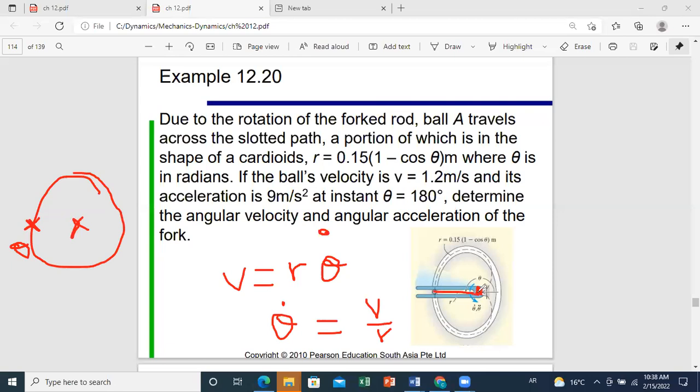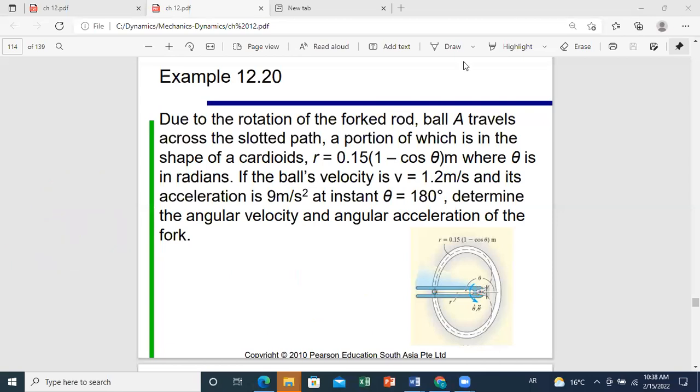So the method is to write the expression of velocity and acceleration in cylindrical coordinates. You start by saying, I know the velocity V equals 1.2, but how can I get the magnitude in cylindrical coordinates? 1.2 is the radical of V radial square plus V tangential square. So let me find the expressions of V_R and V theta and replace them back into this equation to get my unknowns.